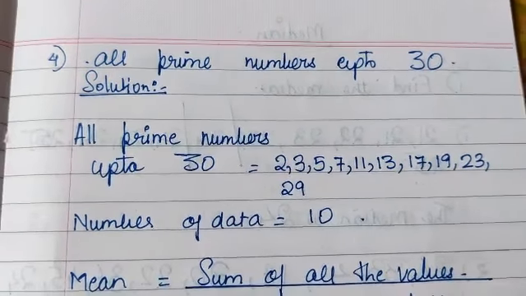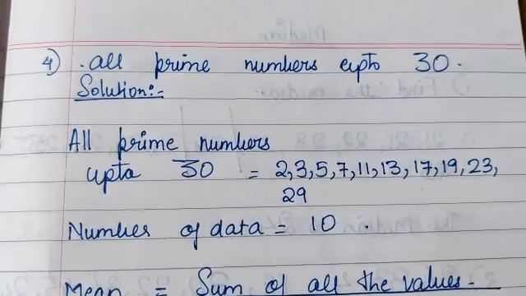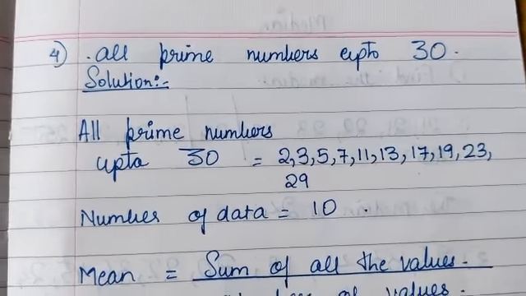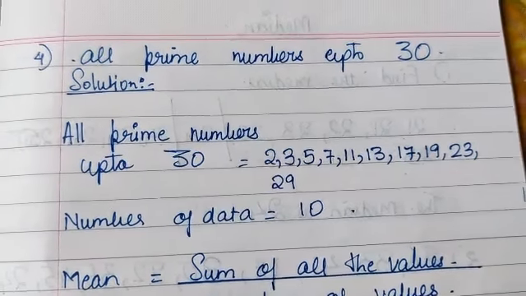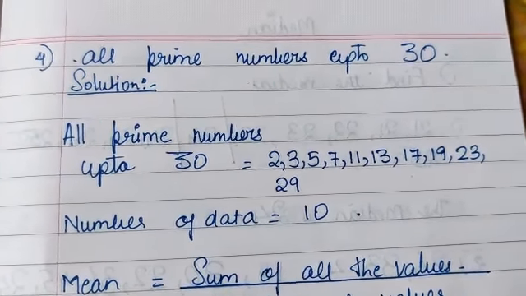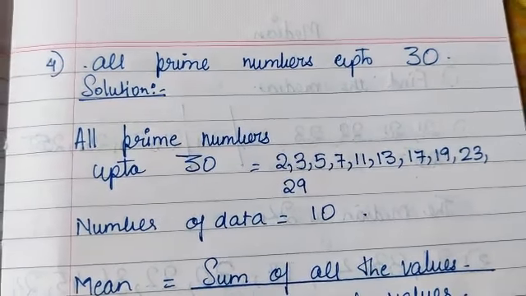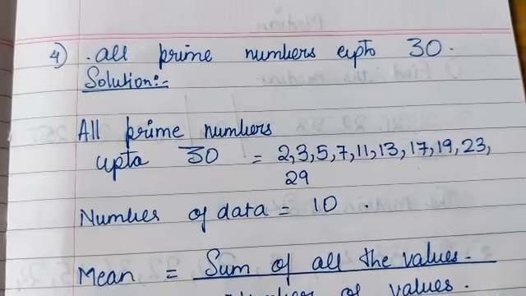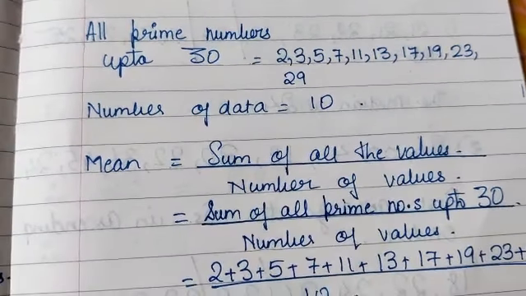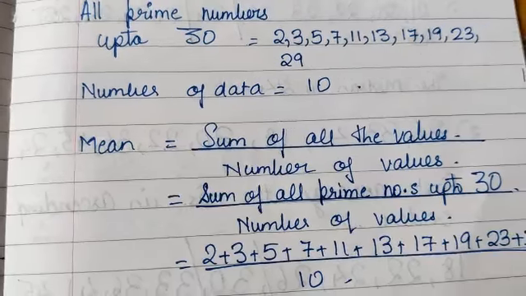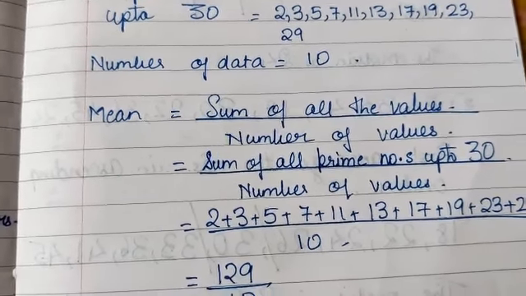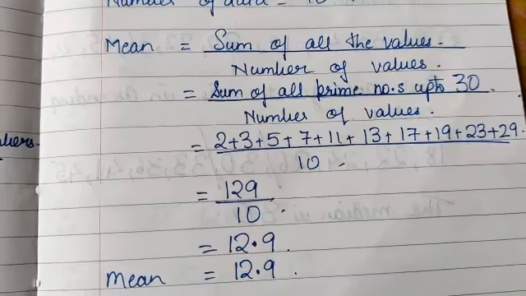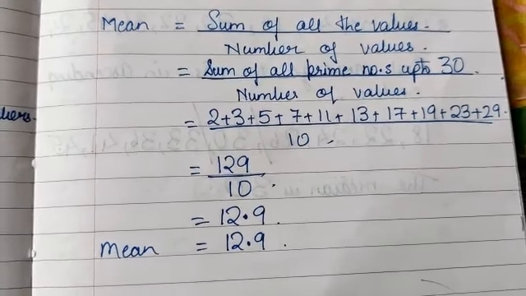Then the next is to find the mean for all prime numbers up to 30. As we did before, we list out the numbers asked. We start from the lowest, which is 2, and go on till 29, which is within 30. We add how many numbers we have listed, which is 10, so the number of data is 10. Our formula for mean is the sum of all the values upon the number of values. When we add the prime numbers up to 30, we get 129 divided by 10, and our mean comes to 12.9.